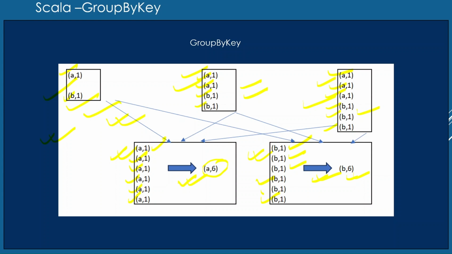So it's always advisable not to use group by key. If you want to do an aggregation based on the group or based on the group of keys, then it is required to use reduce by key or aggregate by key.